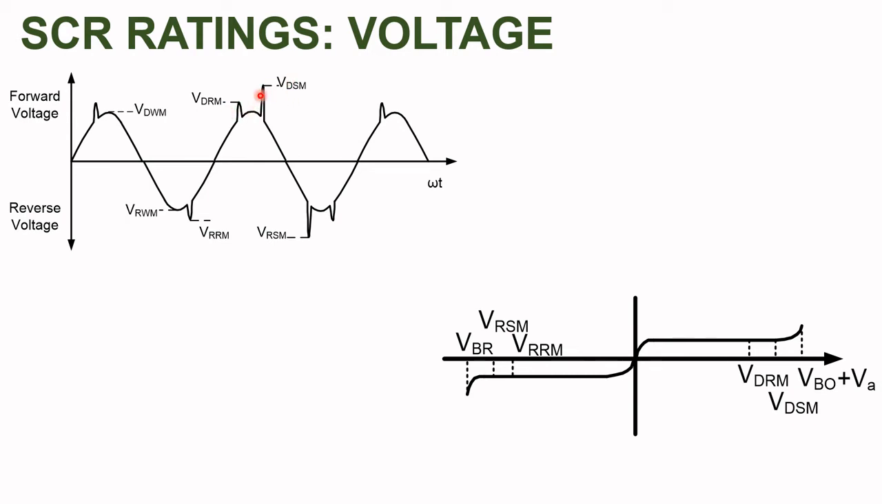Both of these ratings, VDRM and VDSM, are the transient rating, whereas VDWM is the working rating. This is not the transient rating. Here on the VI characteristics, if you see, we are talking only about the forward blocking region and the reverse blocking region.